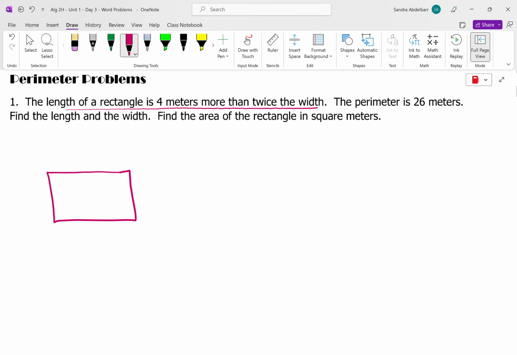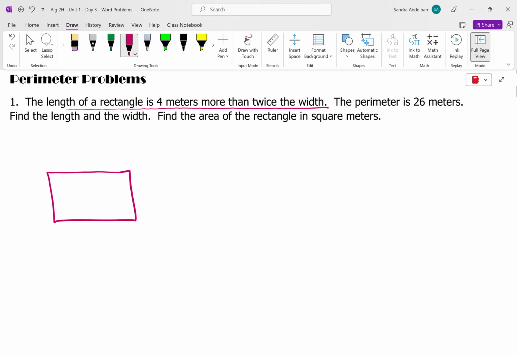So they're telling us the length of a rectangle is 4 meters more than twice the width. Now, to start, does it matter which one is the length and which one's the width? No, it doesn't matter. You can call this the length and this the width, or this the length and this the width. It really doesn't matter for you. So don't get caught up in that.